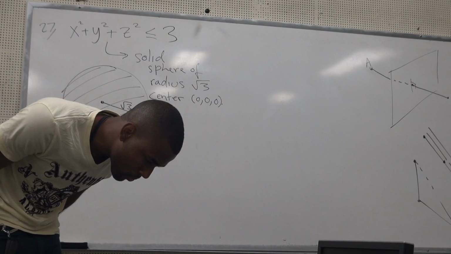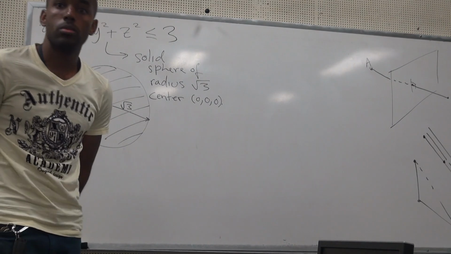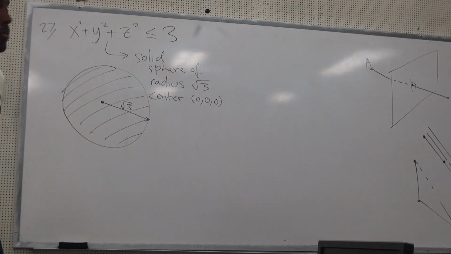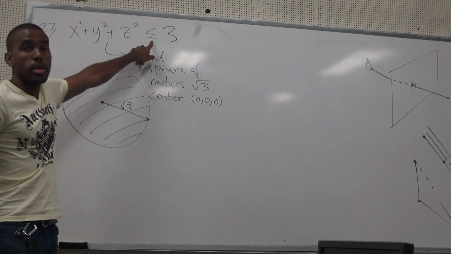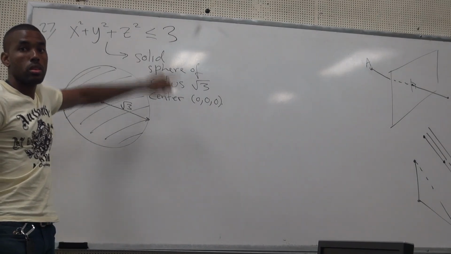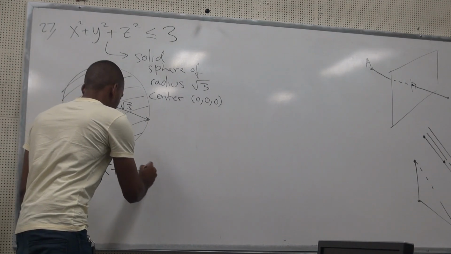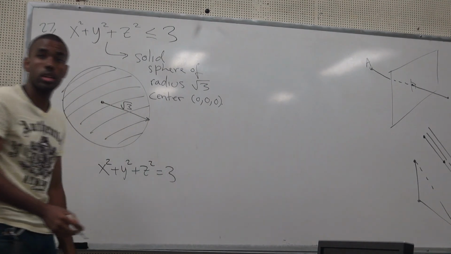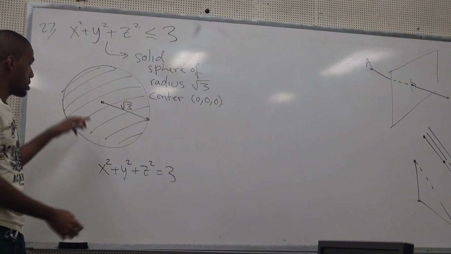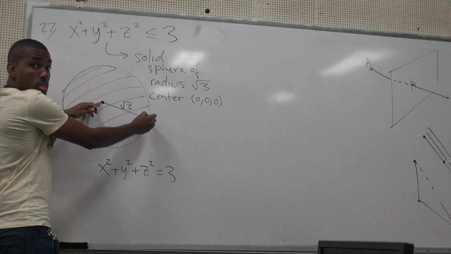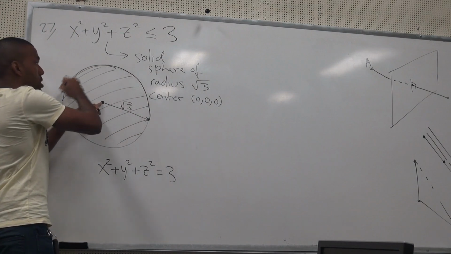Yeah, but before you go to 29, just one more time, because I just wanted to understand why is it a solid sphere? Like, the radical 3 makes it a solid sphere? The less than or equal to makes it solid. Right, so if you have x squared plus y squared plus z squared equals 3, you're talking about all the points that are a distance of radical 3 from the center. So that's only the points here.